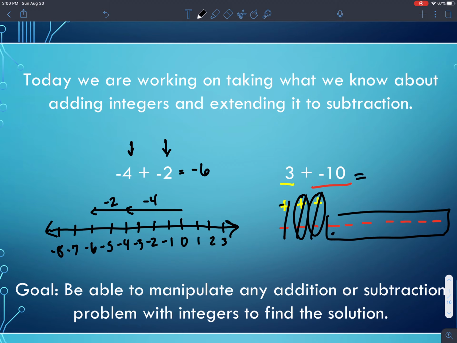So we can count those: 1, 2, 3, 4, 5, 6, 7. Once we have all of the 0 pairs canceled out, what we have left on our board is 7 negatives, which means our answer is -7.